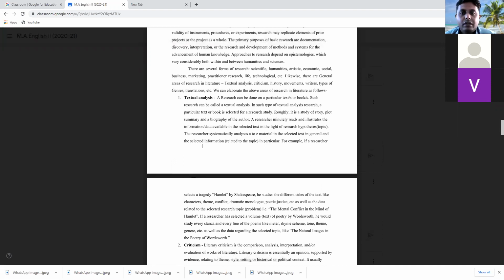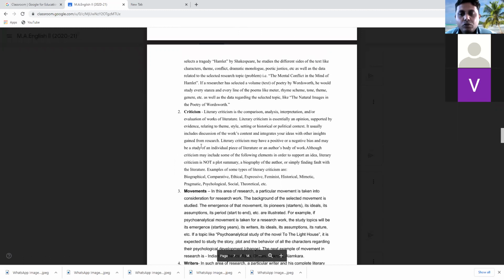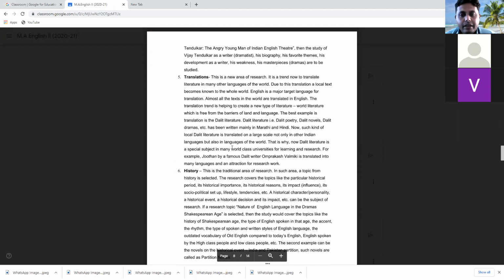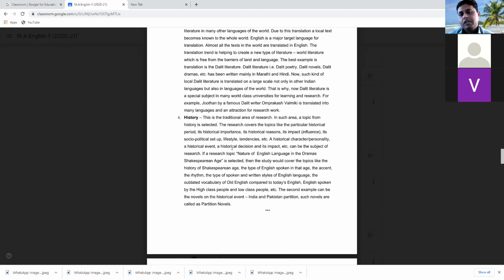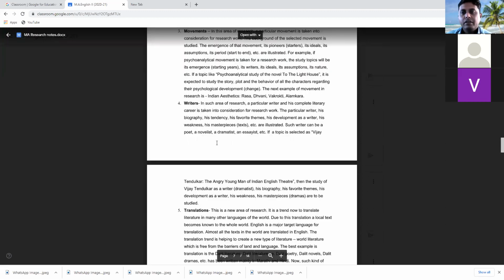So we can say that all these things are open for future research, like textual analysis, like criticism, like movements, like writers, like translations, and like history. So these fields are open for the students of literature for further research, right?